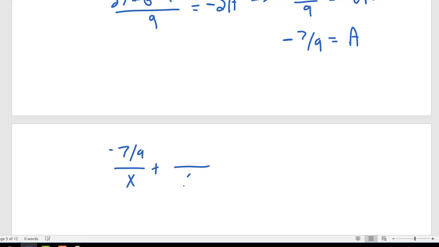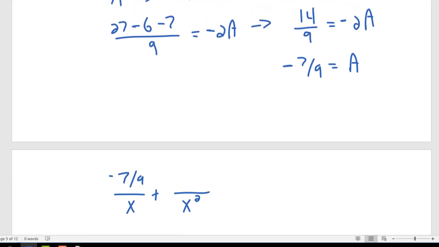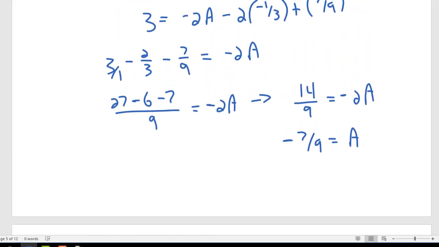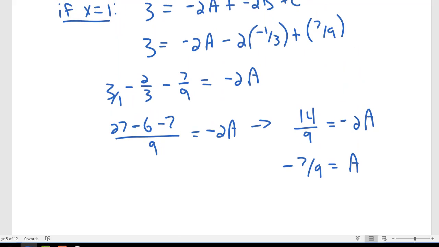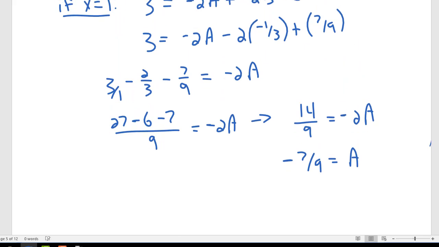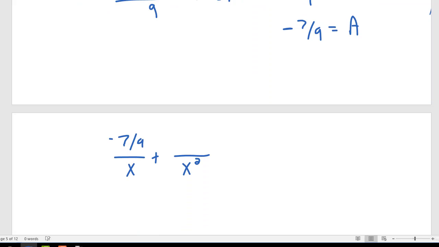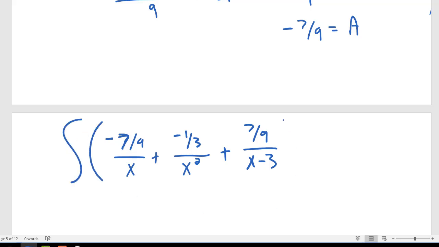And then the b was over the x squared term. So what did we say our b was up there? Our b was negative 1/3. And then our c was positive 7/9, and that was over x minus 3. So our original integral now equals the integral of all of that stuff.